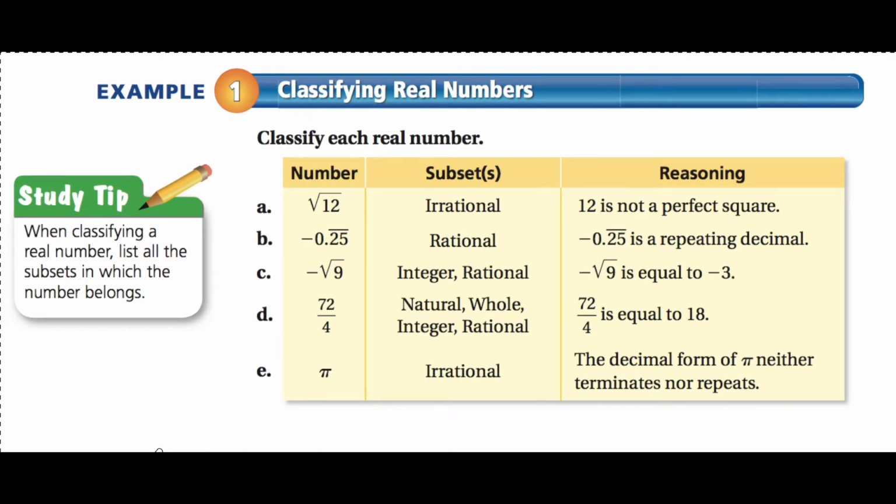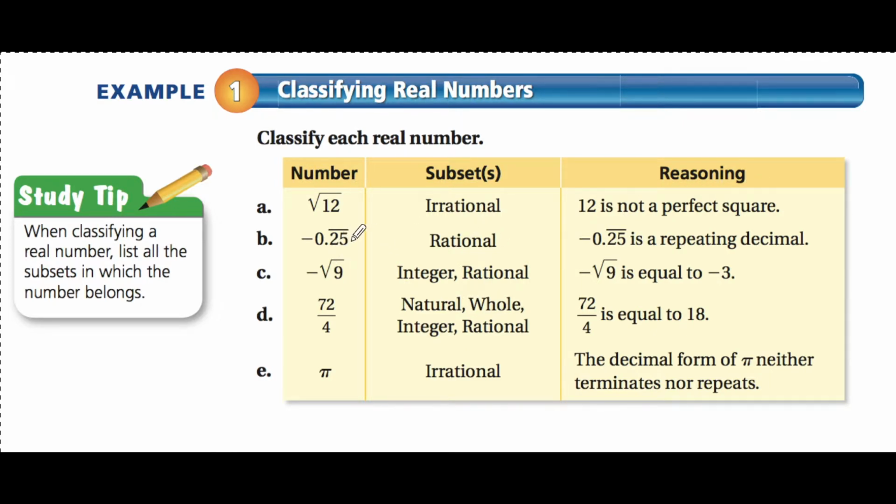So example 1 has us classifying real numbers. So basically we're going to be given a number, and we have to say whether it's rational, irrational, and then every subset after that also applies. So to start classifying, we're given the square root of 12. Well, the square root of 12 is not one of our perfect squares, so it's going to be irrational because 12 is not a perfect square.